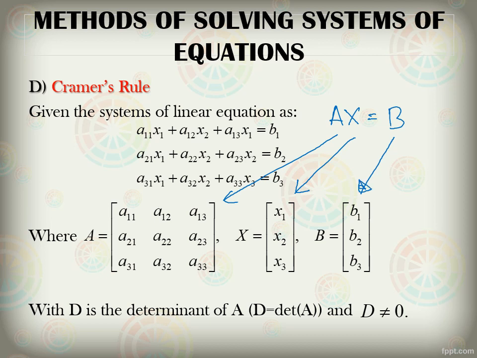Here the notation that we will use is capital D, which is for the determinant of matrix A. So the determinant of matrix A here, we denote as D. And D must not be equal to 0. The determinant of A cannot be equal to 0. It must be non-zero.